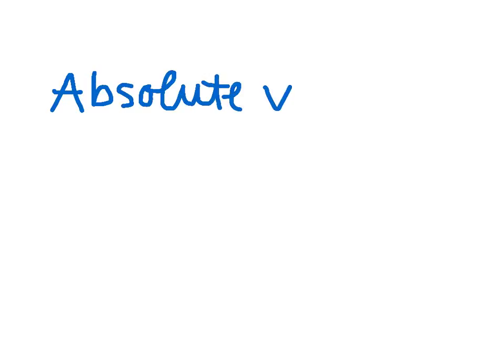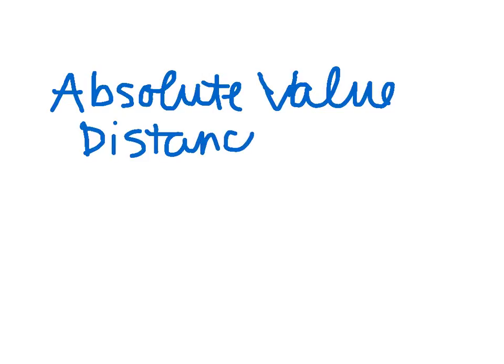We're going to move on to the next review topic, and that is absolute value. Absolute value technically is the number's distance from 0. And I'll show you what that means using a number line. Distance from 0 using a number line.